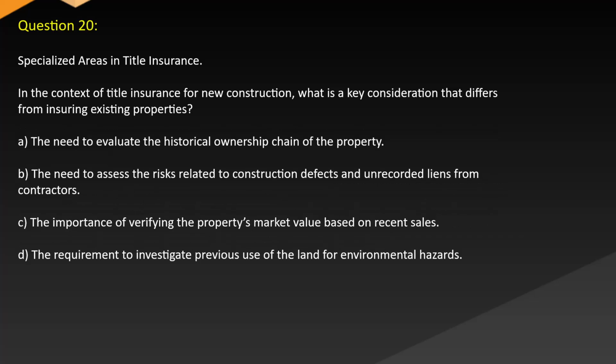Question 20. Specialized areas in title insurance. In the context of title insurance for new construction, what is a key consideration that differs from insuring existing properties? A. The need to evaluate the historical ownership chain of the property. B. The need to assess the risks related to construction defects and unrecorded liens from contractors. C. The importance of verifying the property's market value based on recent sales. D. The requirement to investigate previous use of the land for environmental hazards.